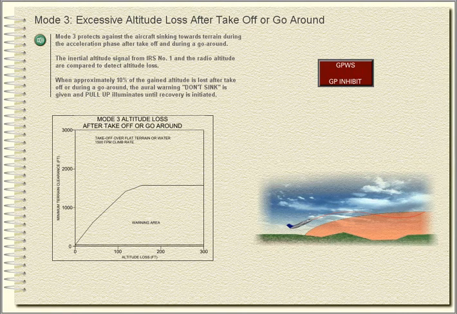Mode 3. Excessive altitude loss after takeoff or go-around. Mode 3 protects against the aircraft sinking towards terrain during the acceleration phase after takeoff and during a go-around. The inertial altitude signal from IRS number 1 and the radio altitude are compared to detect altitude loss.